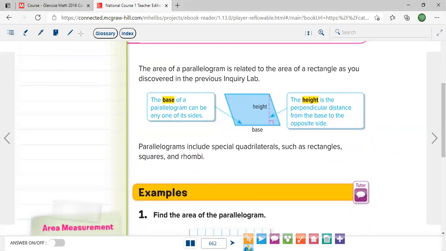So as you can see, the base of the parallelogram can be any one of its sides. Could be this one, could be this one, sometimes this one and this one, but the height must be this way to be perpendicular to the base. The height is a perpendicular distance. Perpendicular means it makes an angle of 90 degrees. Perpendicular distance from the base to the opposite side.